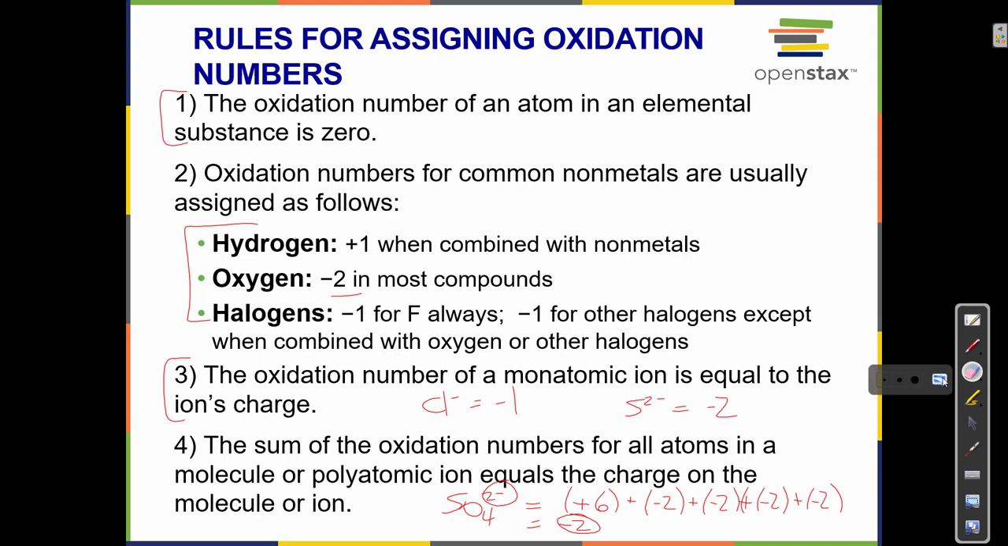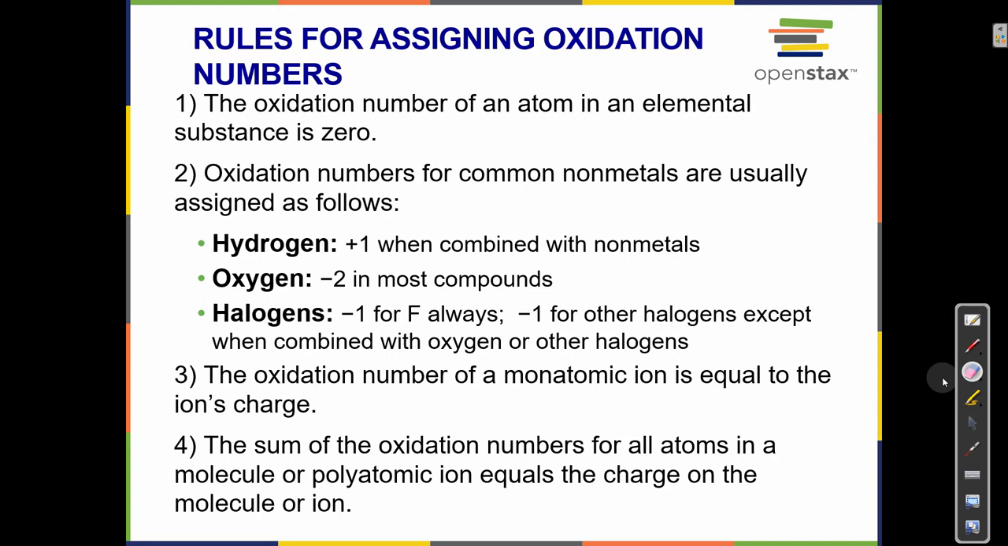So these rules will be easier when we start applying them, and it'll be easier to remember them. But basically what we're trying to do is when we look at an equation that has lots of different elements and lots of different atoms, I'm trying to assign an oxidation number to each of those elements using these rules.